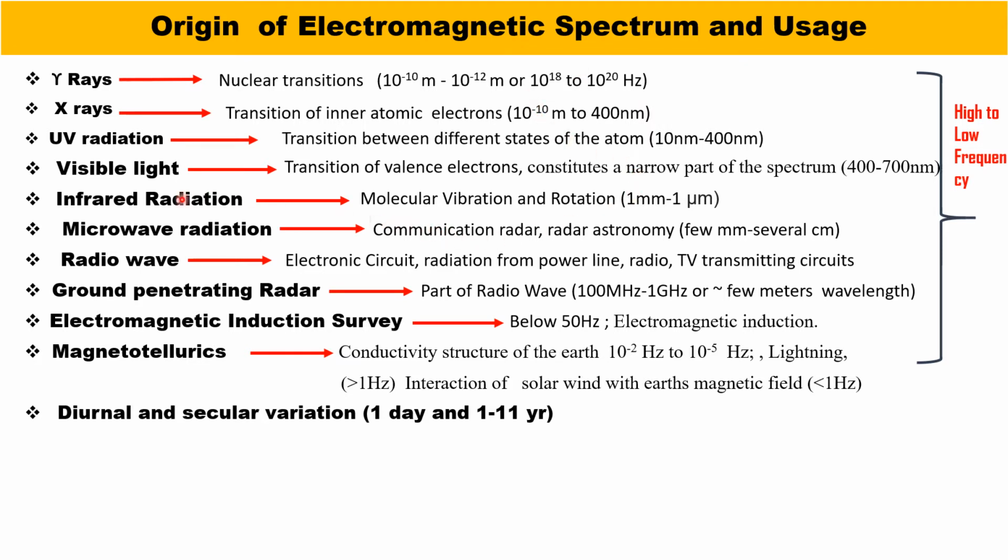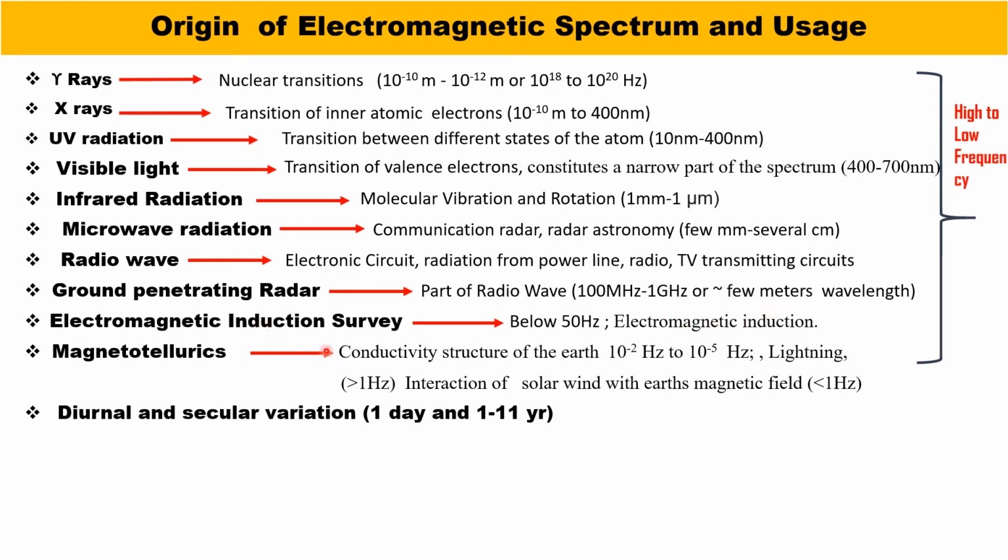And talking about microwaves and radio waves, these are very important applications in daily usage. Everyone has a microwave, and there is communication and radar astronomy. For radio waves, there are TV, different types of electronic circuits, the radiation from power lines, and the radio, that give rise to radio waves. A small part of the radio wave band, from 100 megahertz to 1 gigahertz, gives rise to a geophysical application, the ground penetrating radar, which is used to probe the underground subsurface structure at very shallow depth. I'll be discussing that in my next slides.